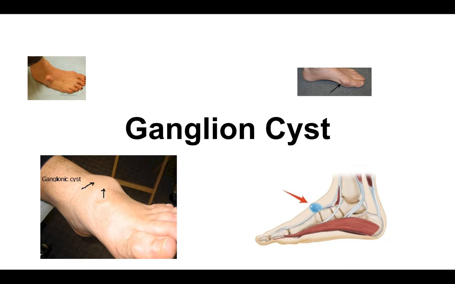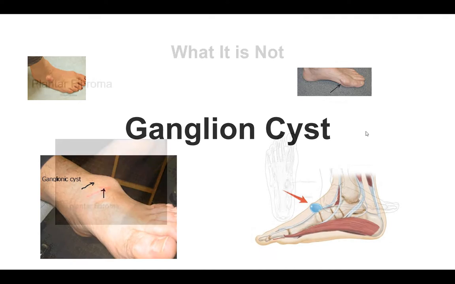I want to go over today something called a ganglion cyst. A ganglion cyst can be found in many parts of the foot. Here's an example on the top of the foot, a little bump that sticks out. Another example on the top of the foot right here. And also here's an example of a cyst on the big toe joint, which could be confused with a bunion. So let's talk a little bit about a ganglion cyst.